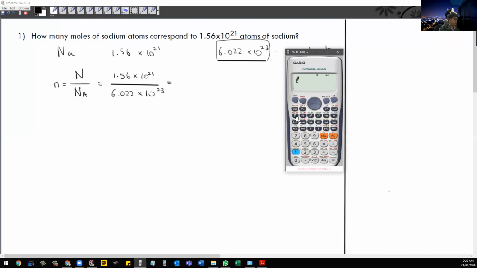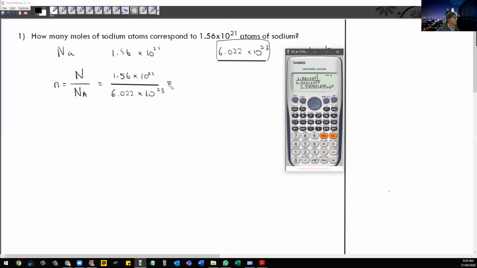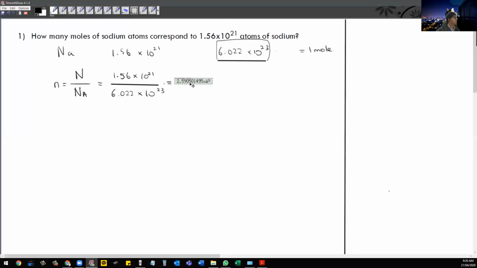Yeah, so 1.56 and 6.022 times 10 to the power of 23. Then you get, yeah, something like that. Right? So that's the answer for this one.